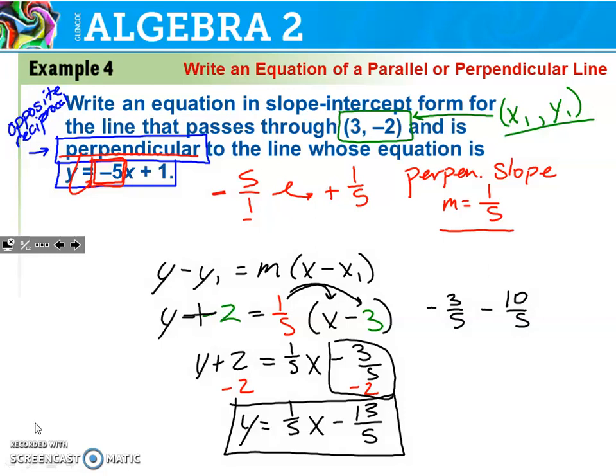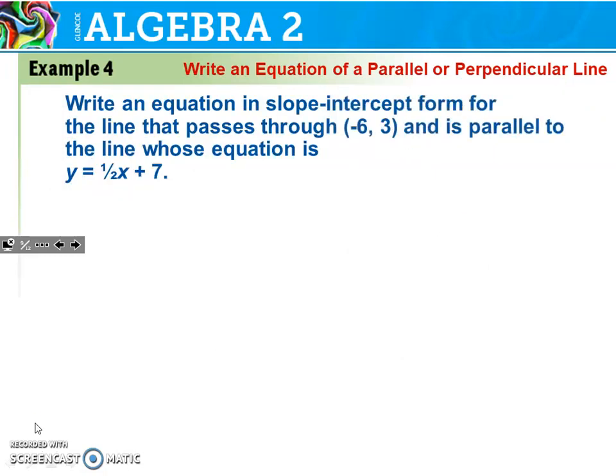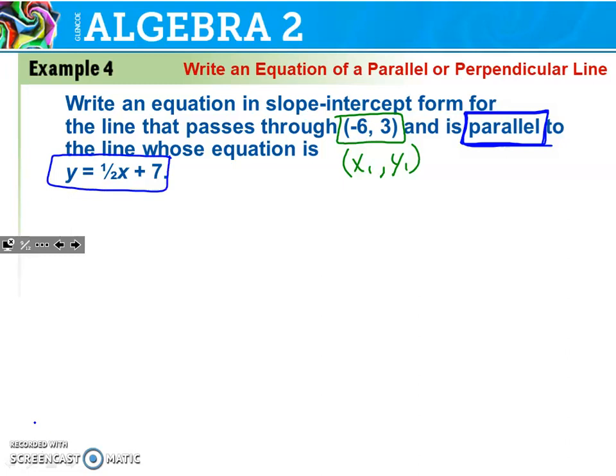Okay? The other type of question they could ask you is they could say, write an equation in slope-intercept form for the line that passes through (-6, 3) and is parallel to the line whose equation is y equals 1/2 x plus 7. So again, I have my point, that's my x sub 1 and my y sub 1. This time they told me that it was parallel to this line here. So if the slope is parallel, my slope is 1/2, right?